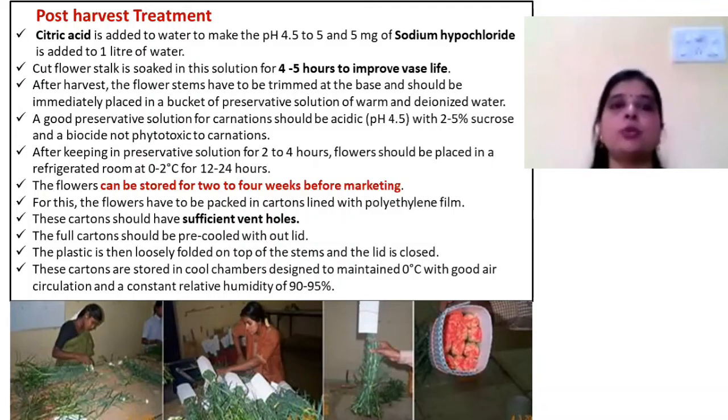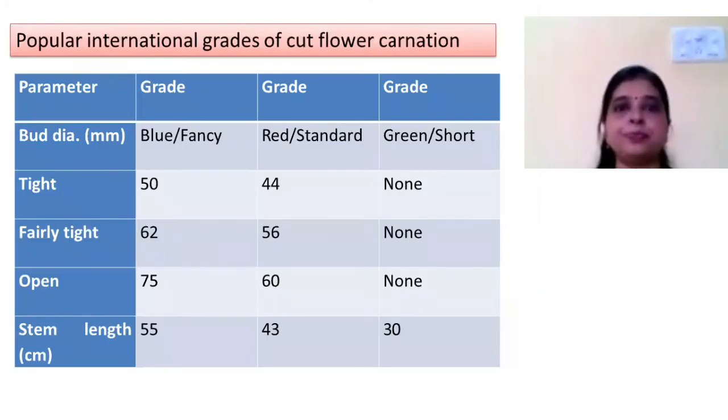When you are going for the packaging of carnation, the carton must have sufficient vent holes. This applies to all the flowers that we have to transport. The carton should be stored at a temperature of 0 degrees Celsius with good air circulation and relative humidity of 90 to 95%. These are the popular international grades of cut flower carnation.